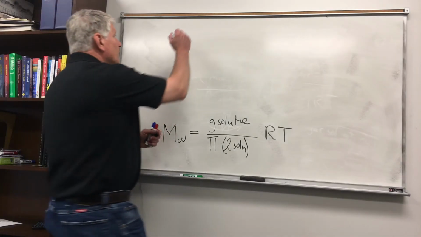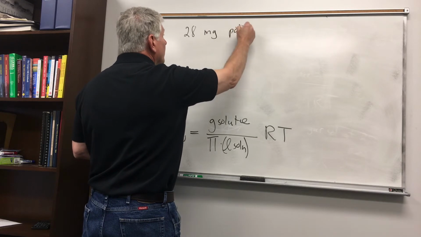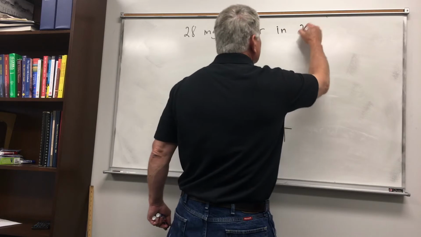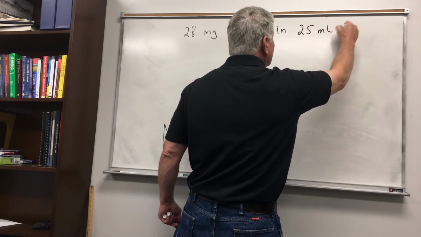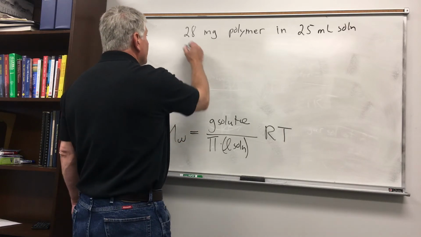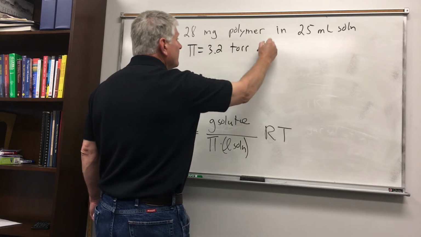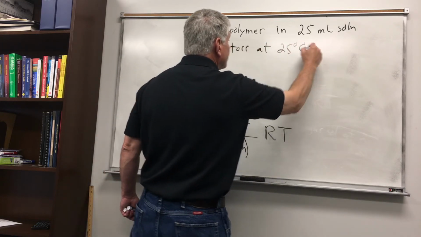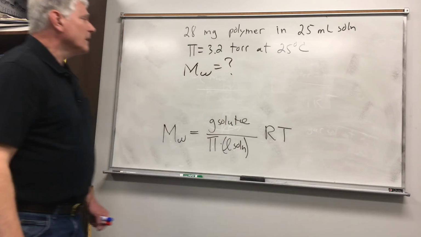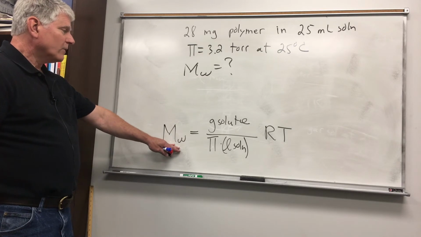Say we have 28 milligrams of a polymer, and we dissolve that in 25 milliliters of solution. We measure the osmotic pressure. The osmotic pressure is 3.2 torr at 25 degrees centigrade. Let's find the molecular weight of our polymer. So we can use this expression that we derived.